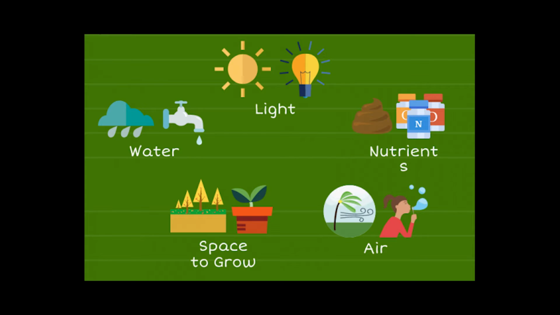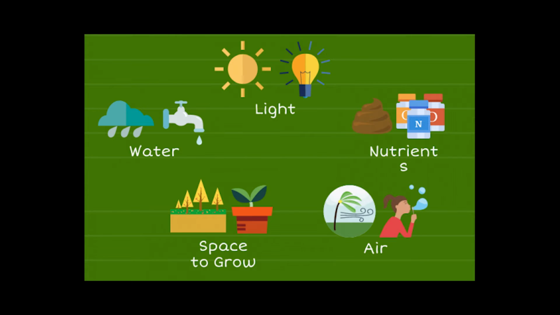We said some of the basic needs are water, light, nutrients, air, and space to grow or shelter. So why is light important? Sunlight is important for plants because that's how they develop and make their own food. So without sunlight, plants can't make their own food and they can't grow. Light or sunlight also helps to regulate temperature. It helps to keep the temperature at a certain level. And that's important for some animals as well as plants.